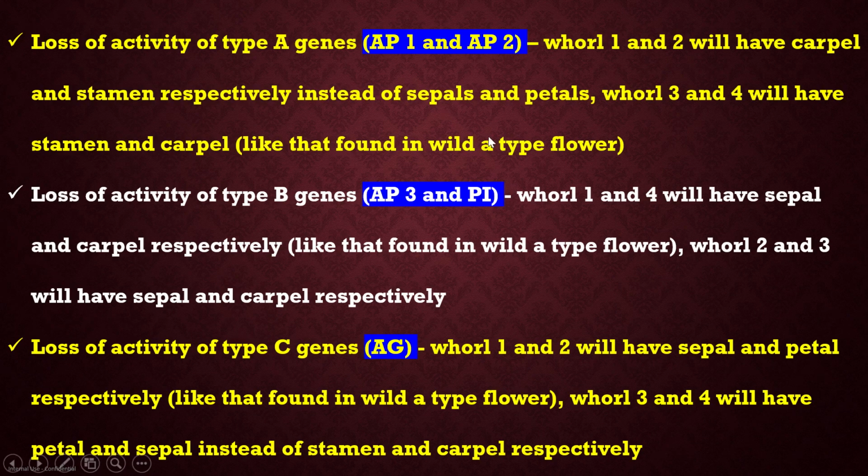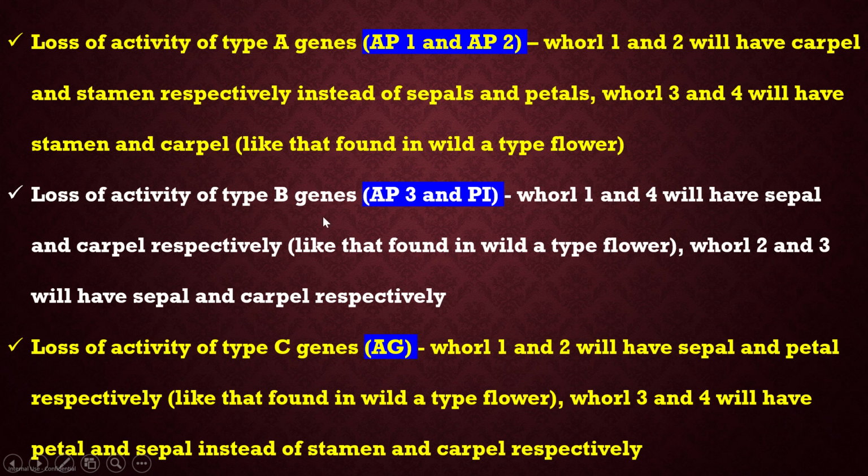Is this happening here? Let's see. Whorl 2 should have got petals. So petals are not here. Sepals will be there instead of petals. Whorl 3 is supposed to have what? Whorl 3 is supposed to have stamens. That is also not here. Instead, it is having carpel.